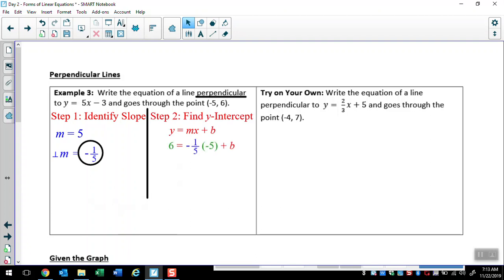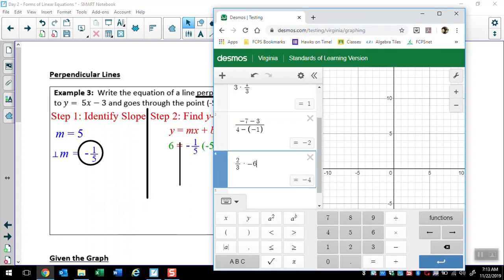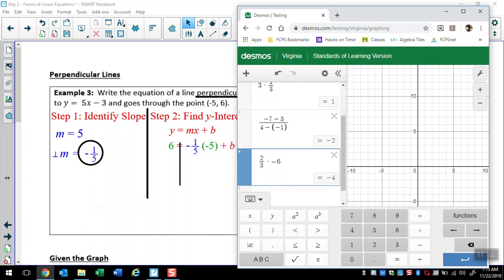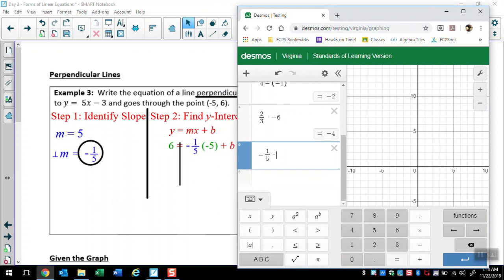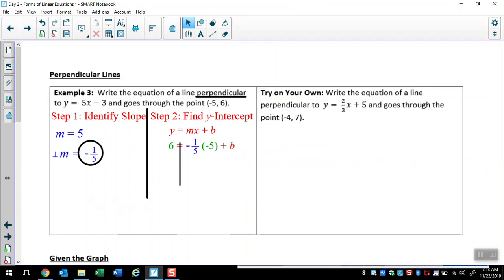Substitute everything in, and now I can solve for b. -1/5 times -5, well, let's see what that equals. We can again pull out the calculator, and -1/5 times -5 gives me a +1. So I've done that. 6 is equal to 1 plus b. Now I need to solve for b, so I'm going to subtract 1 from both sides. Cancels these out. Okay. And now my b equals 5.